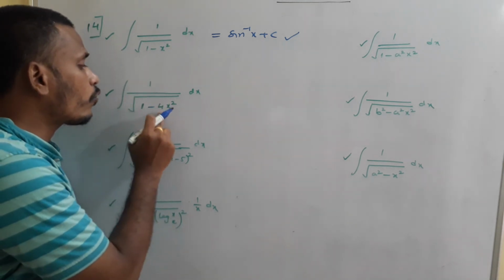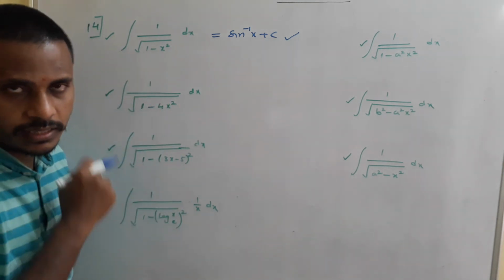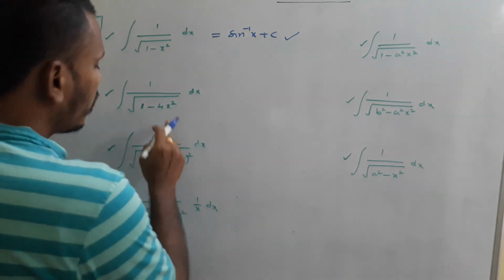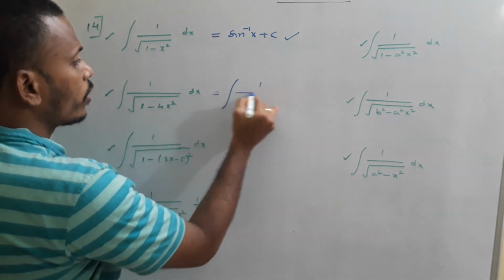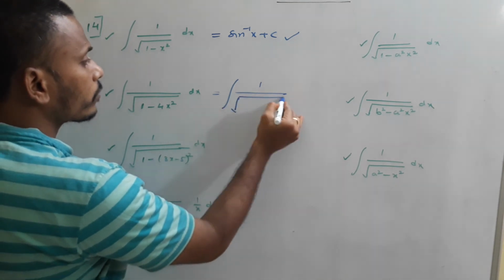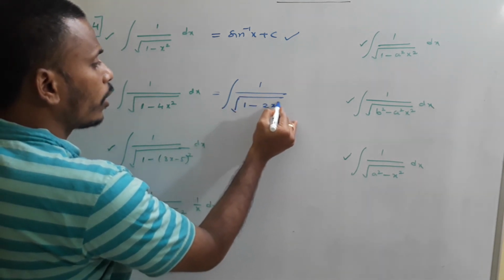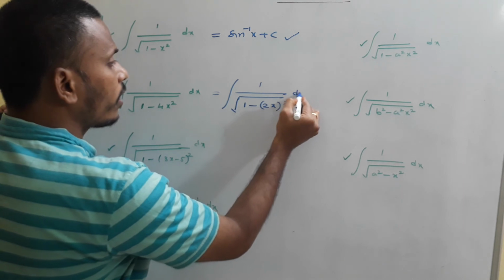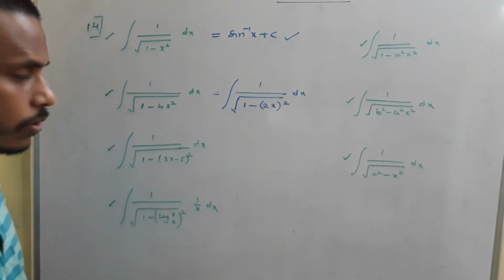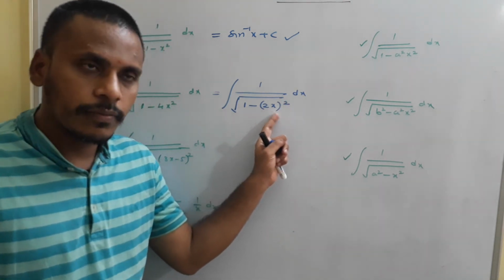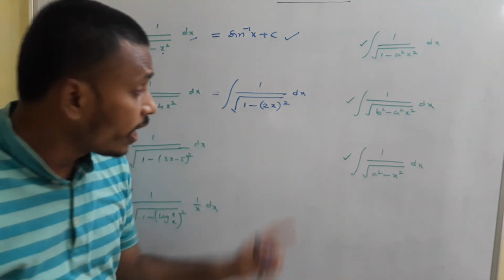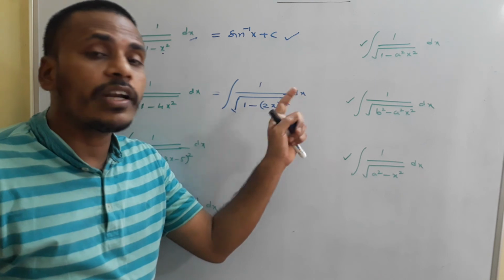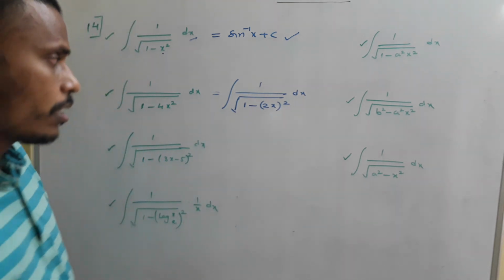Integral of 1 by root 1 minus 4x square dx. You need to observe clearly. This 4x square can be written as 2x whole square. So integral of 1 by root 1 minus 2x whole square dx. Is it clear? I think so. So this is 2x. If it is x, its derivative is also with respect to x. If it is 2x, its derivative also must be with respect to 2x.